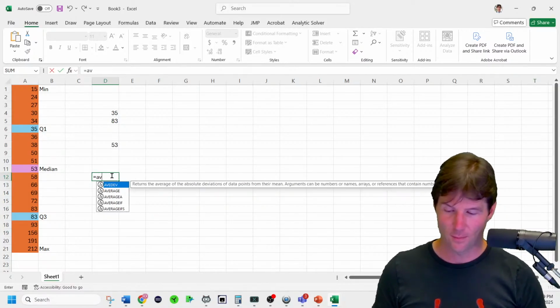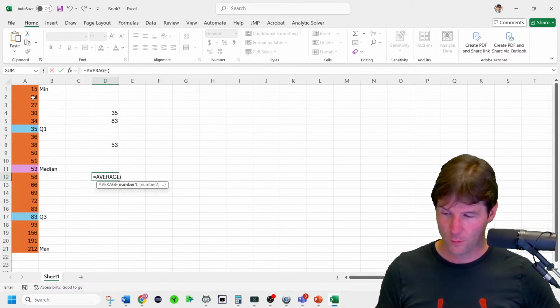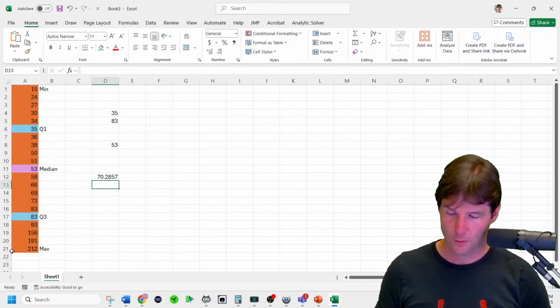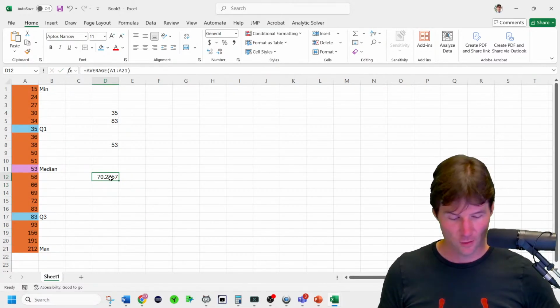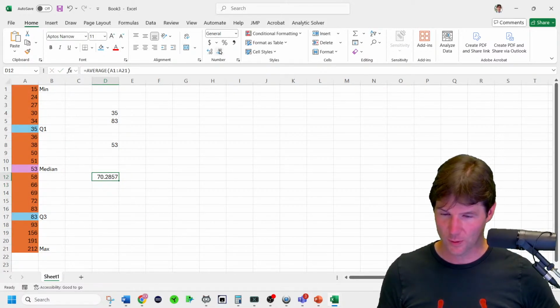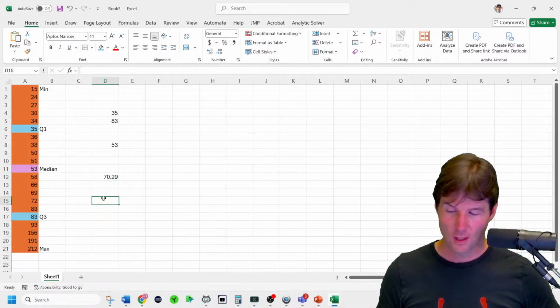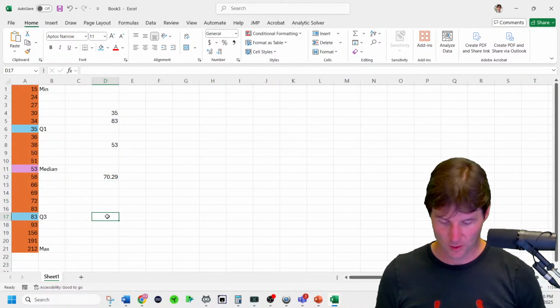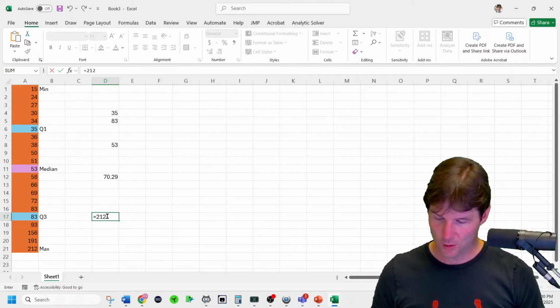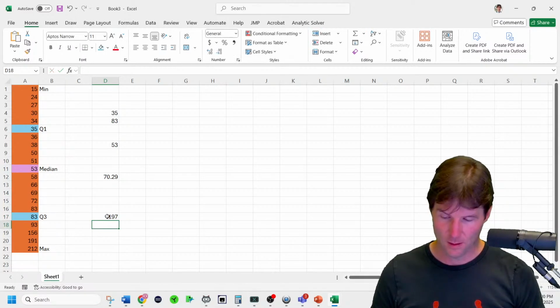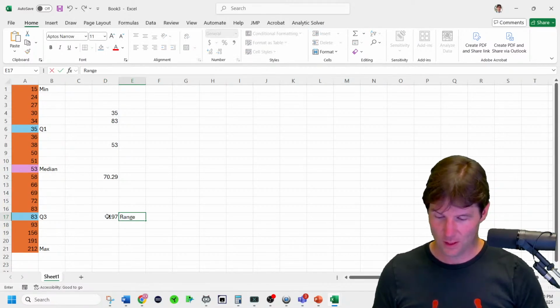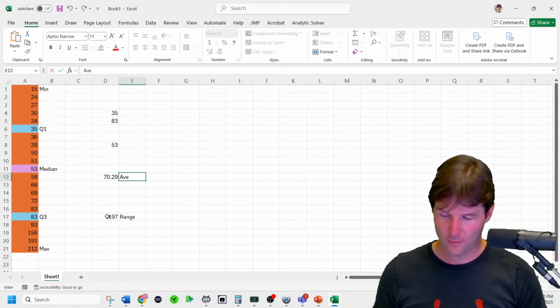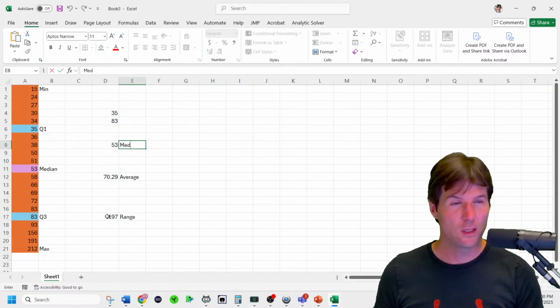We're going to do average now. Average. And then you just highlight. There's the average, and you can drop it down to 2 decimals by deleting the decimals, and then the range is just max minus min. So the range is going to be equal to 112, which is max minus the min. And we'll write range right there. We'll do average. We'll do median.